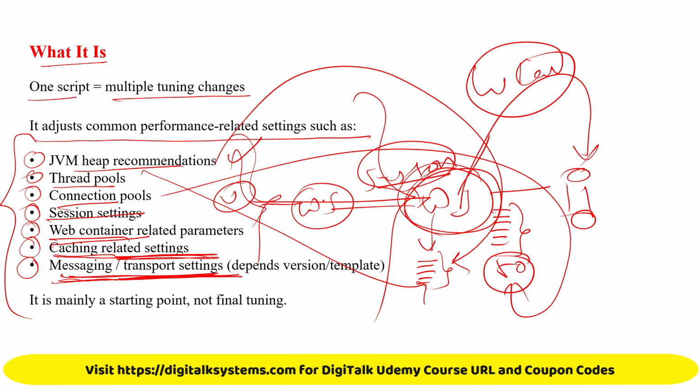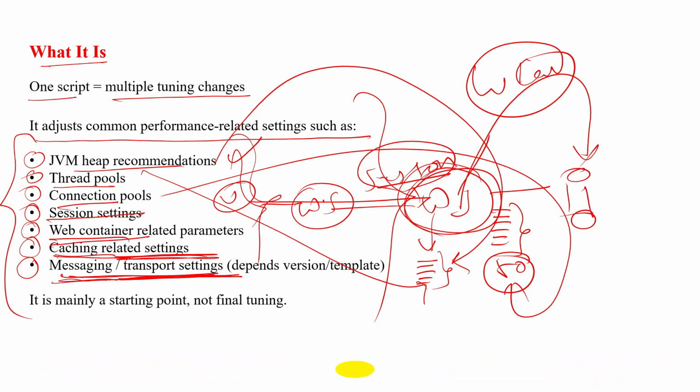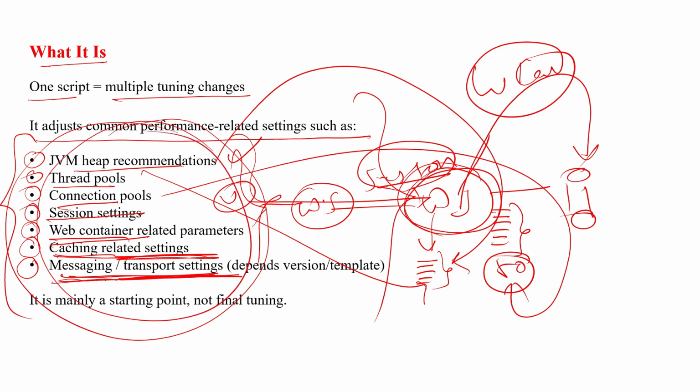In these areas we have multiple parameters that are automatically set by this particular script. You can open this script or the template file and check what values it is going to set for each and every environment. That is also a good starting point for you to understand what values and what parameters we actually use for the tuning, specifically for all these sub areas.